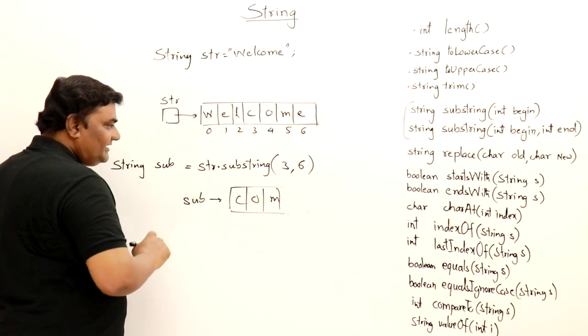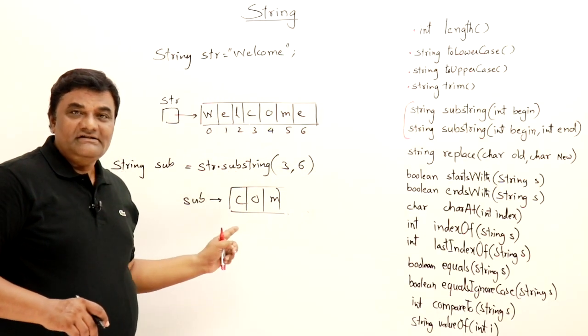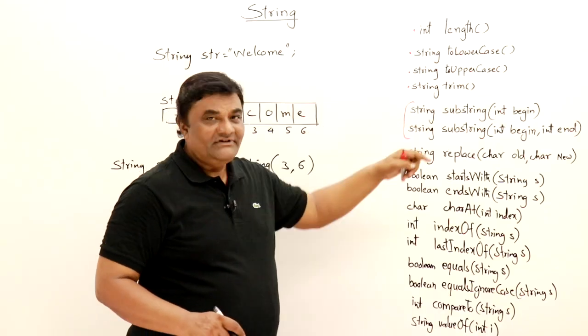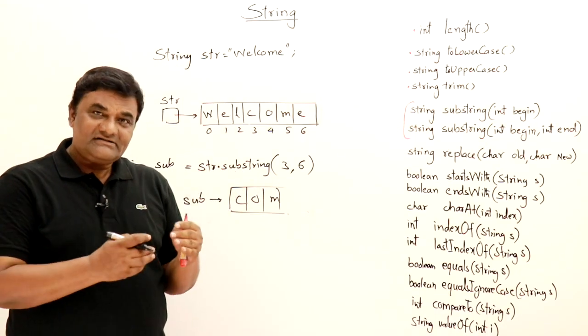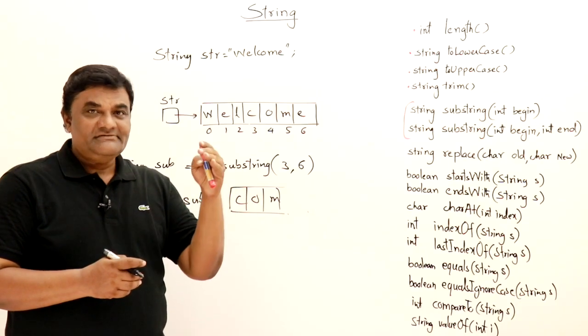A new substring will be given. That is a type of string only. So this is the result of this substring. So we have seen both the methods. One will take just the starting index till the end of a string. Second one will take the starting index and ending index, and that will be ending index minus 1.